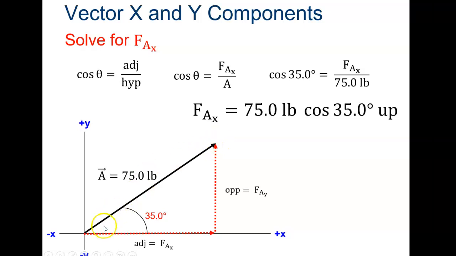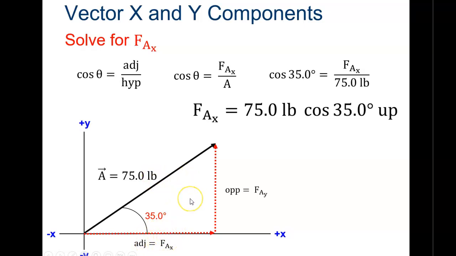If you were to look at sine, sine wants the opposite over the hypotenuse. It doesn't ever ask for the adjacent. And this question says solve for FAX, which we know is adjacent. So sine's out quickly. Cosine works because it has the adjacent divided by the hypotenuse. So you could solve and find what the adjacent side is, FAX.